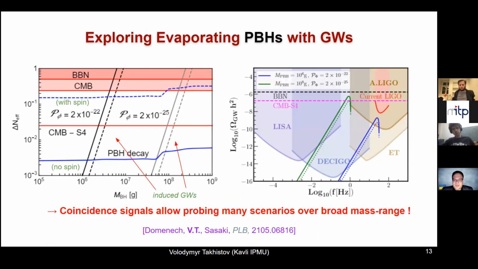Now, in a study with collaborators, I have combined these effects and shown that coincident signatures in terms of delta N_eff, as well as gravitational waves, could be used to distinctly probe both distributions of spinning black holes, but also distributions in mass for this region that is unconstrained, spanning orders of magnitude of mass. So that is, of course, an interesting possibility, and the upcoming observations will probe this further.